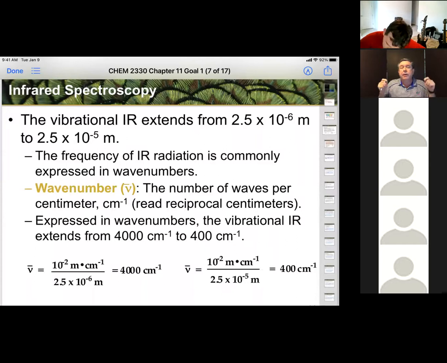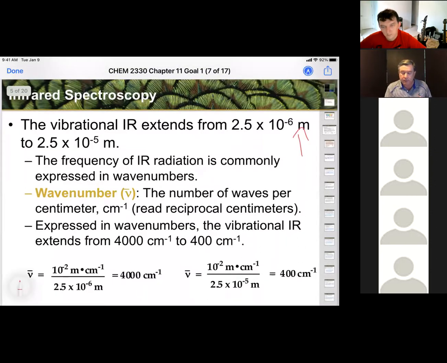Okay. Now, because that's kind of hard to write on a slide all the time, they decided to take the reciprocal of it. So it's 1 over that 2.5 times 10 to the minus 6 to give us what we call reciprocal centimeters. Notice these are in meters right here, and these are 1 over centimeters. Okay, we call that a wave number. Now, the great thing about converting it into wave number is that we now have a nice convenient band to look at. We look at from 4,000 wave numbers to 400 wave numbers. And so we just have that range where we look at different absorptions of that IR radiation in our molecules.